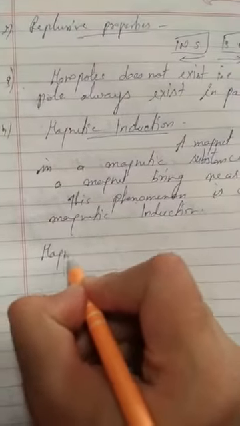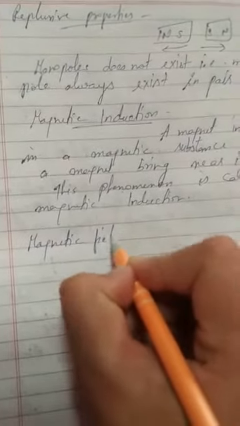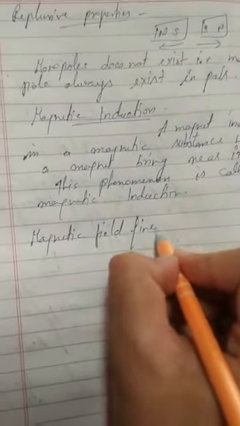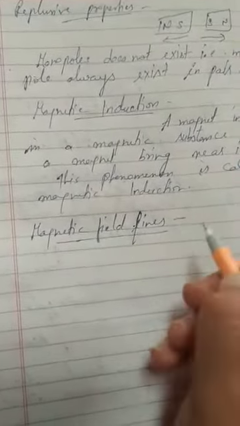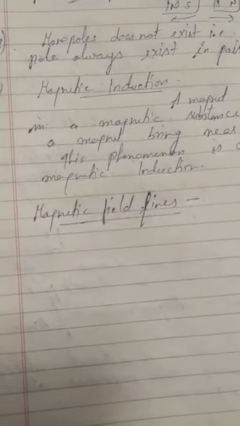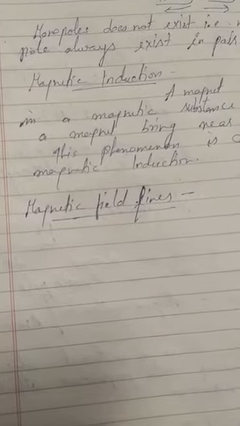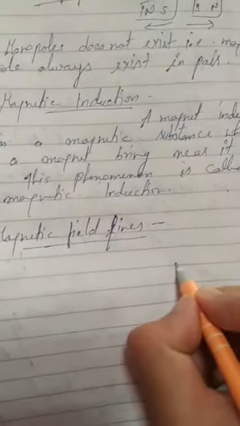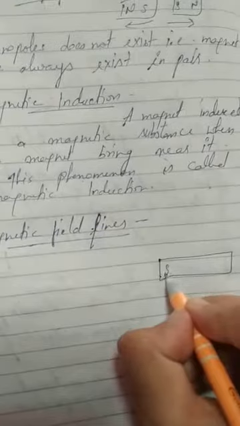Now next, magnetic field lines. What are the magnetic field lines? These are lines whose tangent at a point gives the direction of the field at that point. That is, they start from the north pole and end at the south pole. That will be the magnetic field lines. Like this one, we take a magnet, this one south, this one north, then they will generate from here, like this one, like this one.